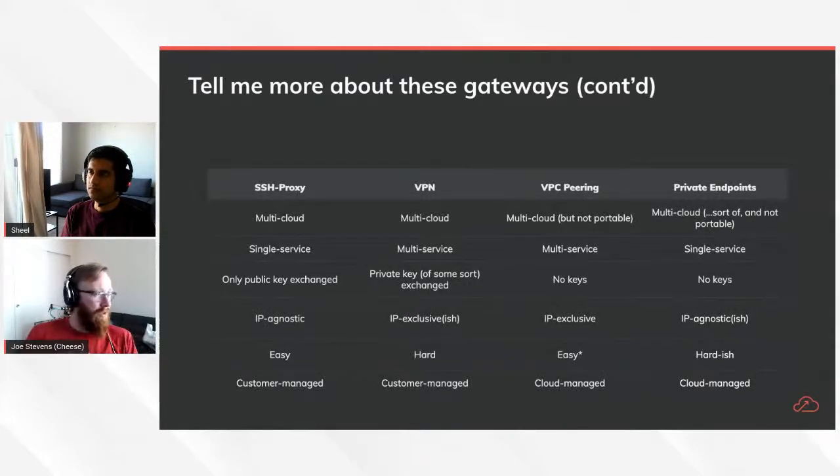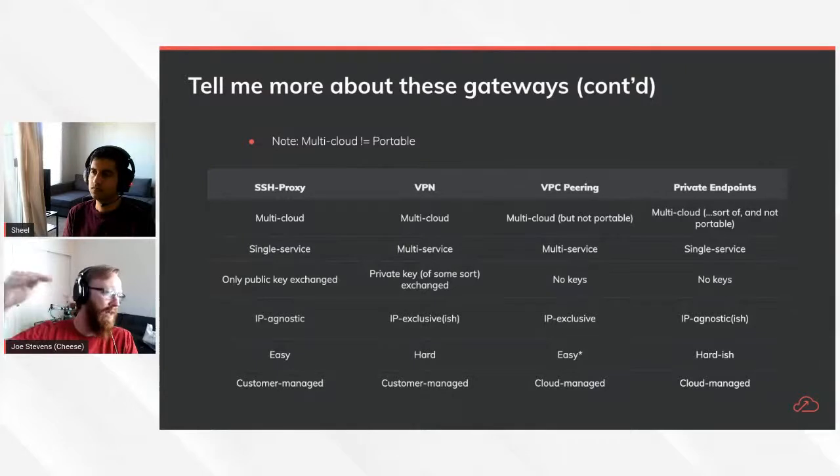So let's jump into the meat of it. There are a few things here to talk about. One quick note before we jump in: multi-cloud doesn't mean portable. Multi-cloud just means that there is a solution in every cloud. Portable means that you can take the solution in one cloud, move it to another cloud, and it still works. Portable typically means that you're implementing on top of Kubernetes rather than on top of the actual cloud resources.